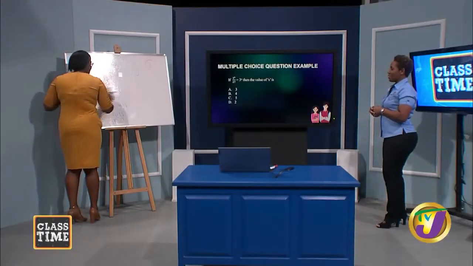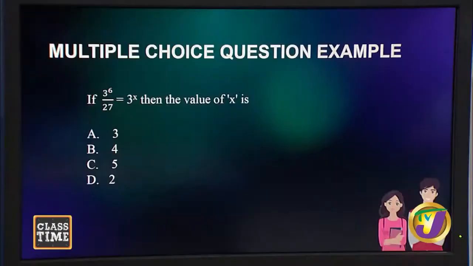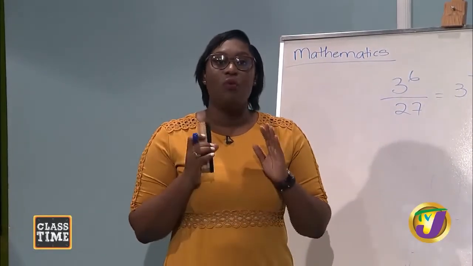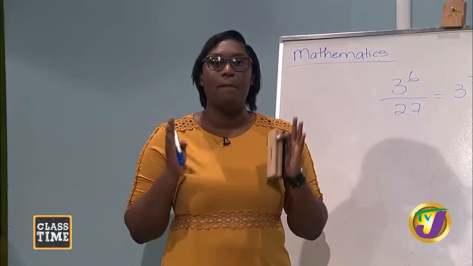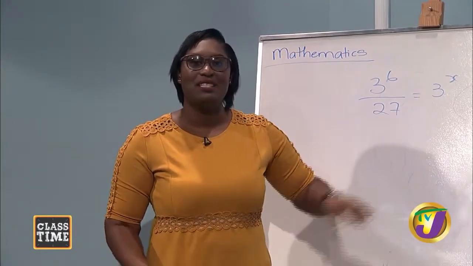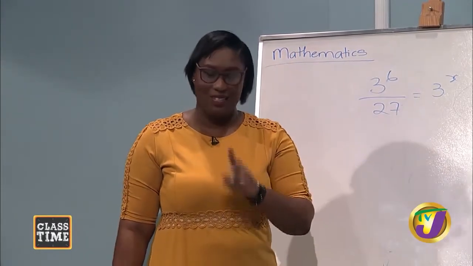So if 3 to the 6th power divided by 27 equals 3 to the x power, then the value of x is, all right. Now we have an index equation, right? And one of the things that we know about indices is that if we're doing any sort of equation, we have to have everything written to the same base. So it's very important, if possible. So let us go ahead and assess our equation.